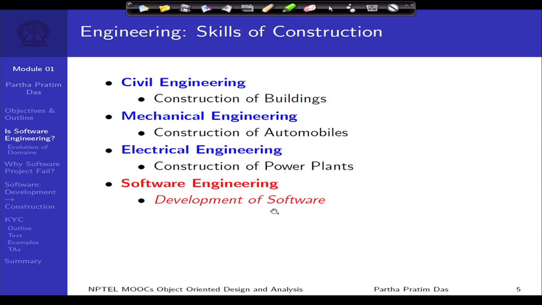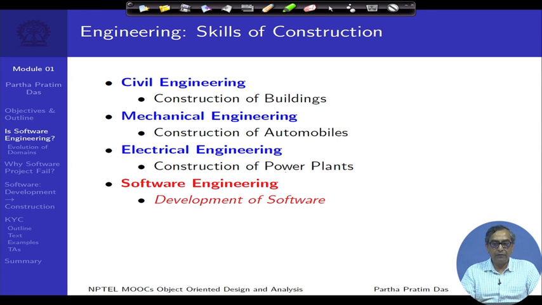So, what is engineering? Engineering in very simple terms can be looked at from different angles, but the core concept is that it is a skill of construction. Engineering also deals with the ability to manage complexity. What is the difference between science, theory and engineering?